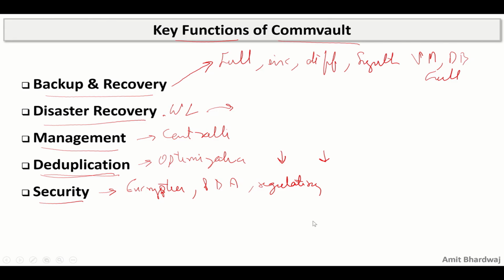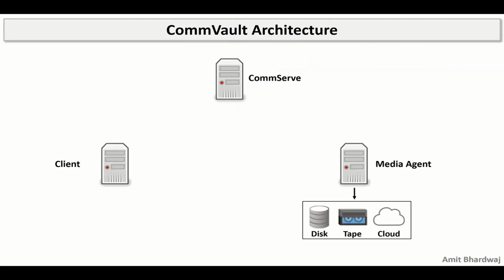The Commvault architecture. There are three key pillars of the Commvault architecture, which include the COM server, the media agent, and the client. Now, the COM server is the brain or the orchestrator of the Commvault environment. It keeps track of all the components which are part of the architecture. In addition to that, all the info related to client backups, resource availability, everything is stored in a database on the COM server. The second key component is the media agent.